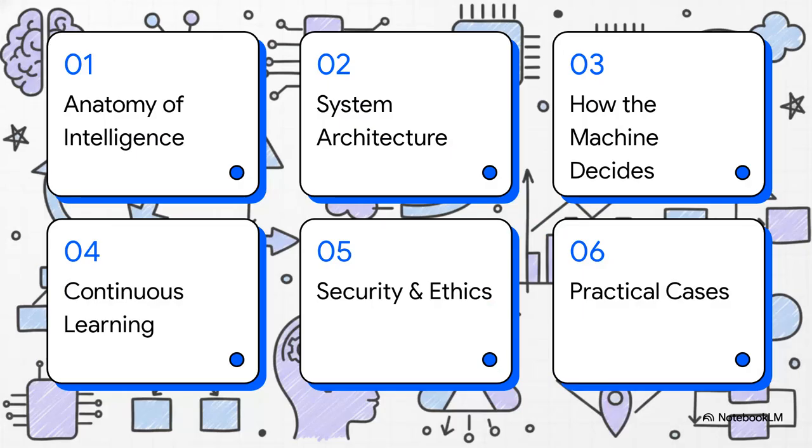Okay, so here's our roadmap for the explainer. We'll start with the anatomy of intelligence, then map out the system architecture. After that, we'll look at how the machine actually decides, dive into continuous learning, tackle security, ethics, and uncertainty, and wrap it all up with some real practical cases.